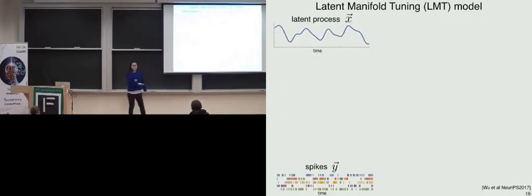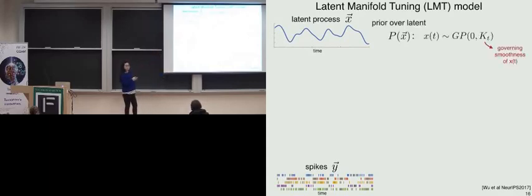Okay, so let's get down to the model in more detail. The model we propose is called the latent manifold tuning model. As I just explained, we only have spike trains Y, and we want to understand or discover the latent process X that generates the spike trains Y. As I mentioned, the first component is the prior. Here, we assume the latent process X is a function of time t. So we can put a Gaussian process prior over X.